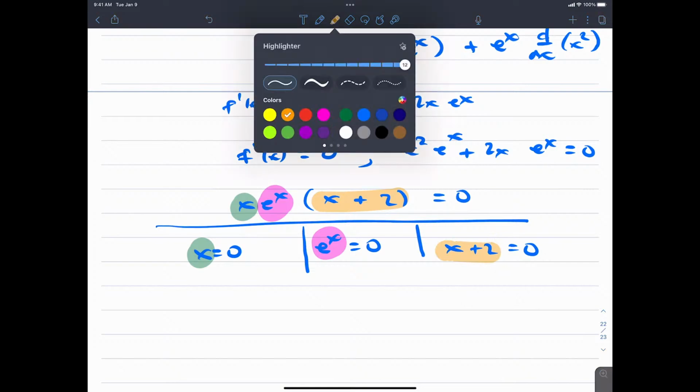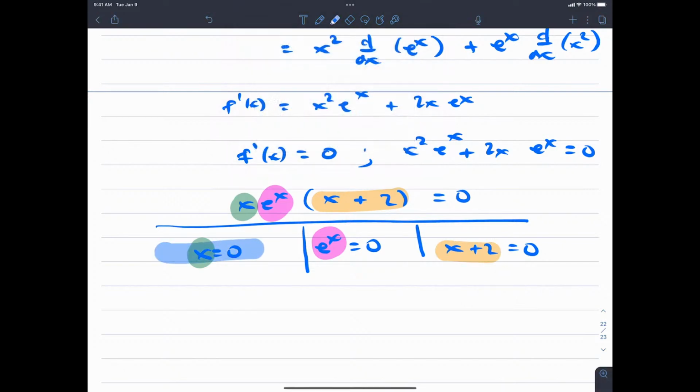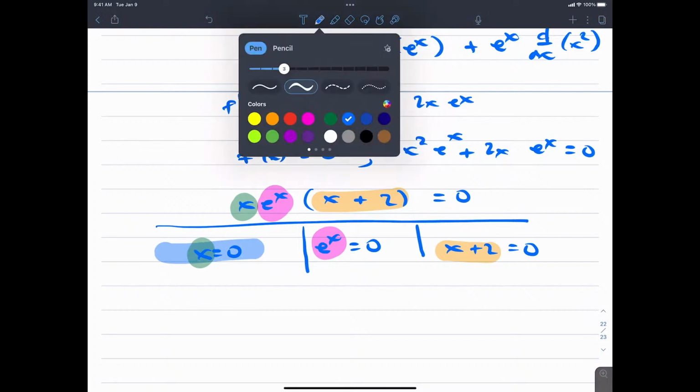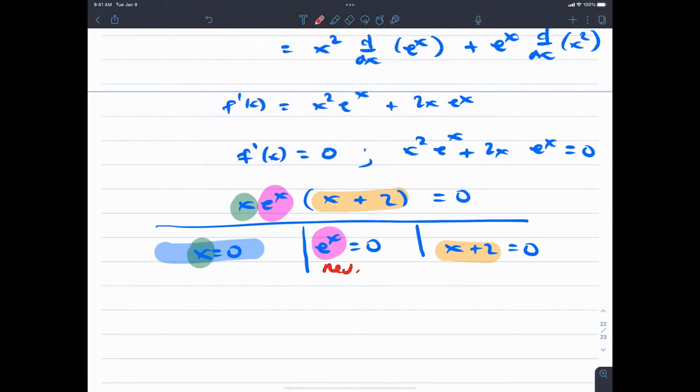So this is already done right here. e to the x, what do we know? It never equals what? It never happens, so you throw it out. It actually happens, but not for real numbers. That's a whole other story.